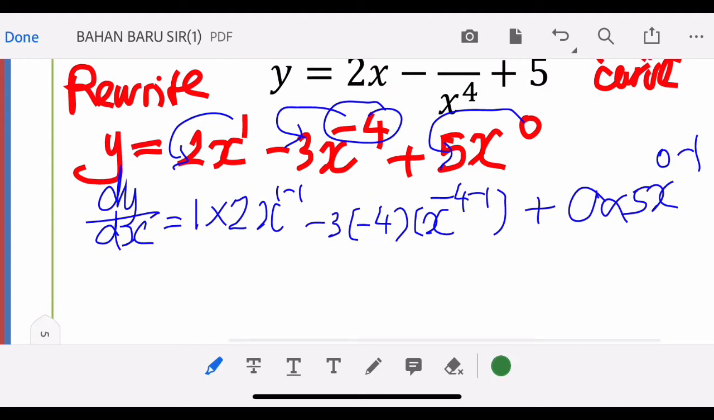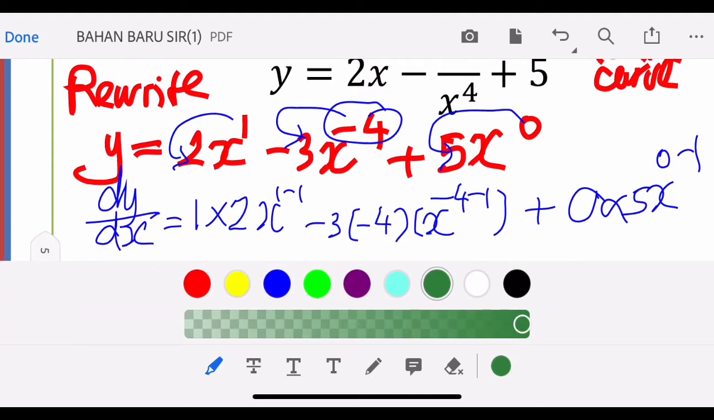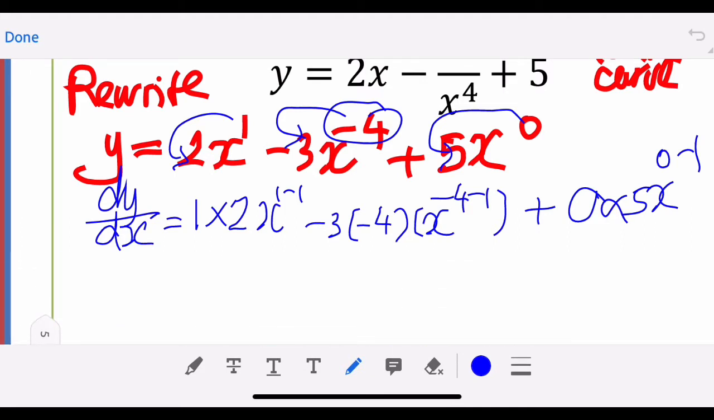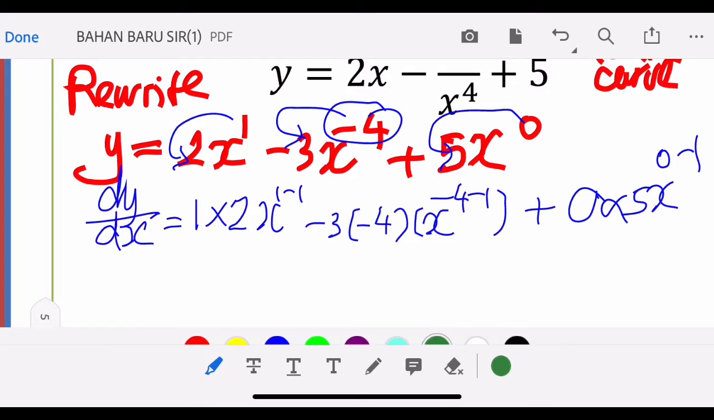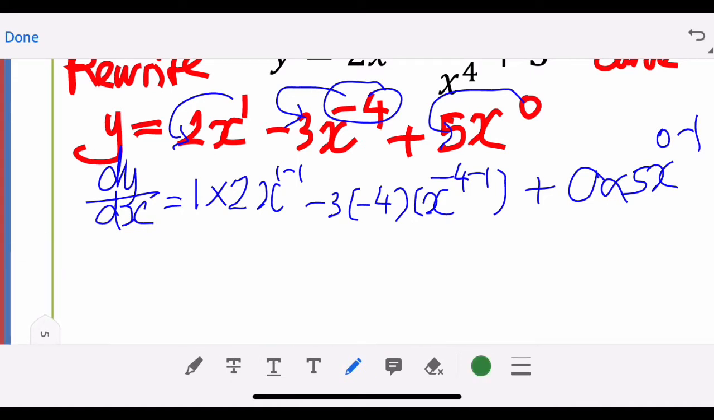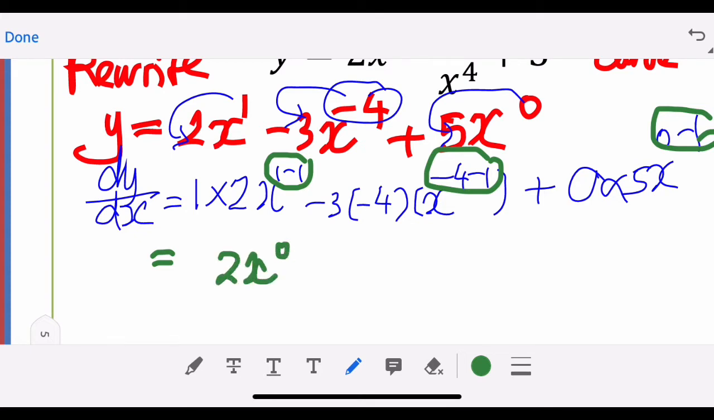As you can see, when you do the differentiation, you have to follow the power rule step by step, and then you simplify to the simplest form. That is so-called dy/dx using the power rule. Basically, when you see the power is 1, it will become 0, you go down one step. Negative 4 becomes negative 5, and 0 becomes negative 1.